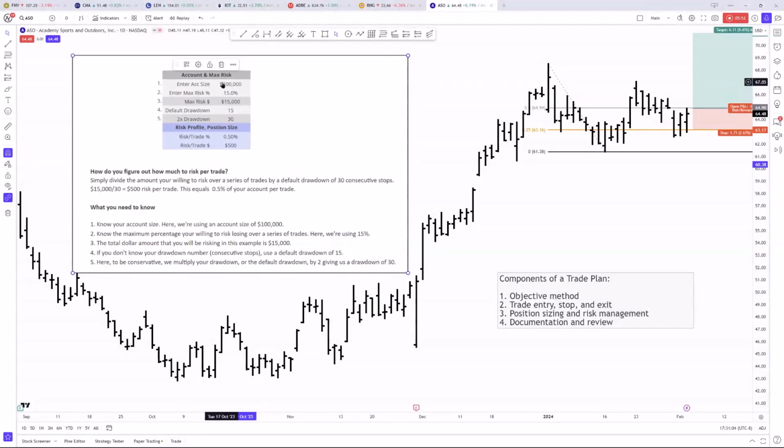So we're going to be using an account size, right? That's going to be something fixed. What we're looking for is fixed things in this environment of trading. Next, I'm going to enter my maximum risk tolerance over a series of trades, not one trade, a series over the year, right? How much drawdown I'm willing to risk. Industry standards can be anywhere from 10 to 20% for the year.